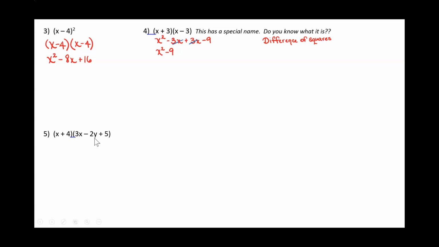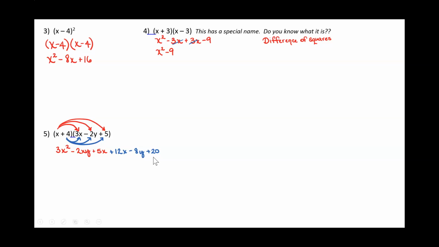We're going to start the same way, where we're going to go through and we're going to take x and distribute it to every term in the trinomial, and then we're going to take 4 and distribute it to every term in the trinomial. All right, so if we do that, then we're going to have x times 3x is 3x squared, x times negative 2y is negative 2xy, x times 5 is 5x, and then 4 times 3x is 12x, 4 times negative 2y is negative 8y, and 4 times 5 is 20.